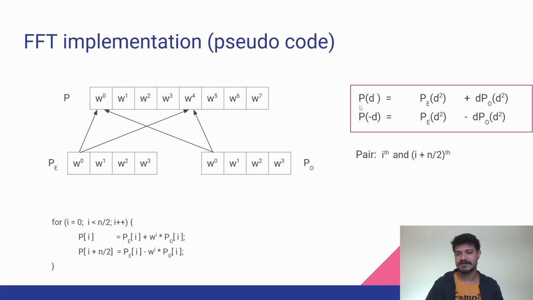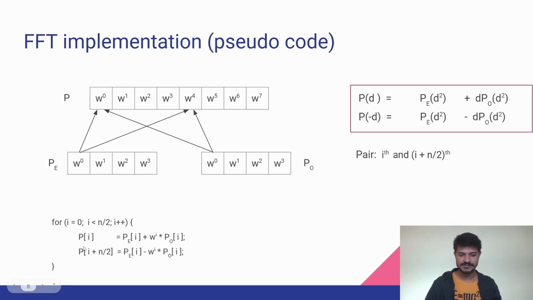First of all, we need to evaluate P on plus and minus values. That means positive-negative pairs. So positive-negative pairs of P are at the ith and (i plus n by 2)th position, right? Basically 0 and 4 will be evaluated together. So P of i and P of i plus n by 2 will be evaluated together. That's why we are running a loop till n by 2 only. There is one more reason: PE and PO are evaluated on only half the points. If this is evaluated on 8 points, this is evaluated only on 4 points. That's why we are running a loop till 4 only, right?